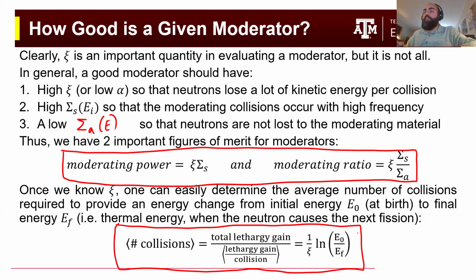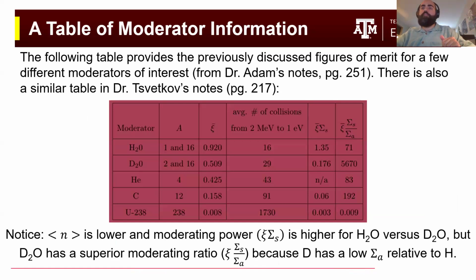So this equation is very helpful if you want to know for a given material how many scattering collisions are going to be required to make it go from my fission energy to my thermal energy. All you need to know is what the fission energy is, what the thermal energy is, and what the atomic number of your scatterer is, so that you can get worm. So that is everything that we need to be able to evaluate how good a given moderator is.